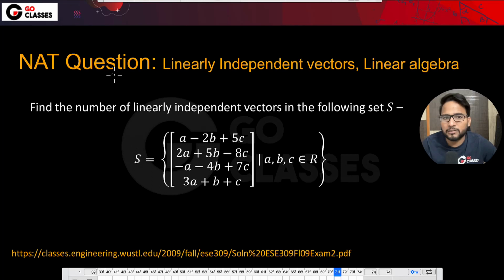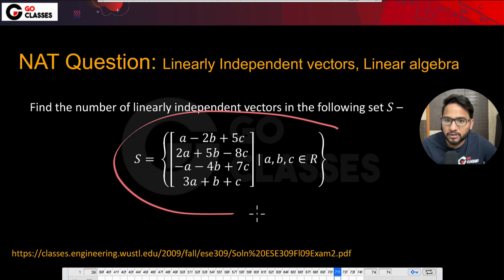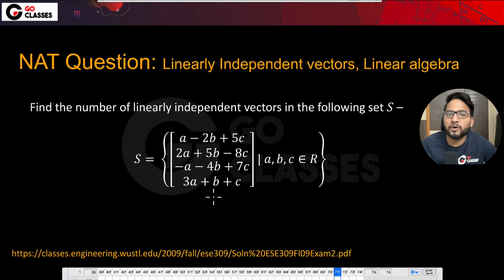Hi all, let's solve this question which is based on linearly independent vectors. What they are saying is: find the number of linearly independent vectors in the following set S. So a set is given to us and they are asking for the number of linearly independent vectors. This question is taken from Washington University in St. Louis. So let's see this question.